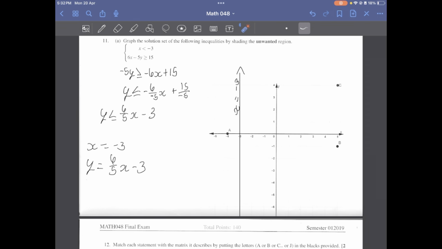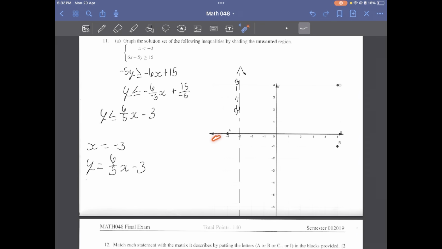Now, to see which side we're going to shade, I shade the unwanted region. And also, remember this is a dotted line because of the inequality sign. So be mindful of the inequality sign because that determines whether it's a dotted or solid line. Okay, so this is less than, so the line is dotted.